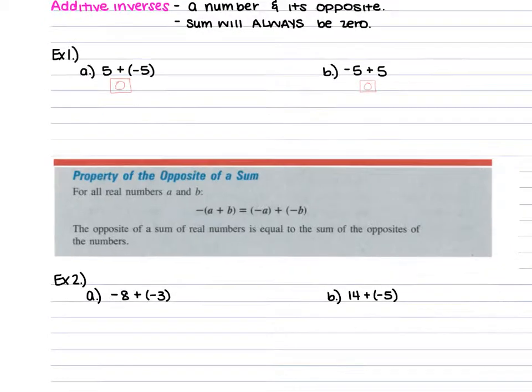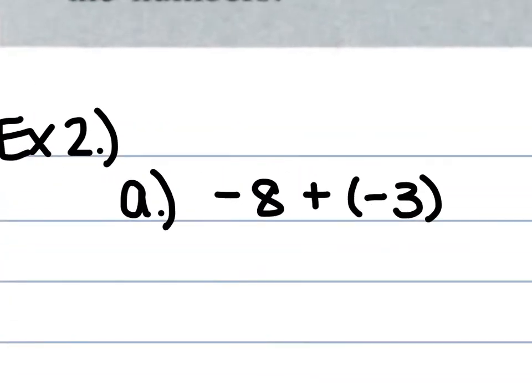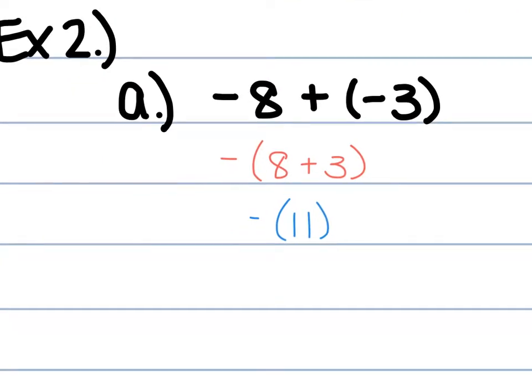Okay, so when we have an example like 2a, we have negative 8 plus negative 3. Our signs are the same, so we're going to keep the sign and add the numbers. So 8 plus 3 gives us 11. And then we're going to keep the sign, so it's going to give us a negative 11 for our answer.